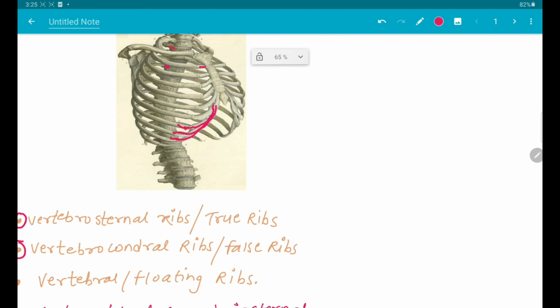It's also called false ribs because it is joined only from the posterior side of the thoracic cage at the vertebra, and it is not joined from the anterior side to the sternum. That is why it's called false ribs.